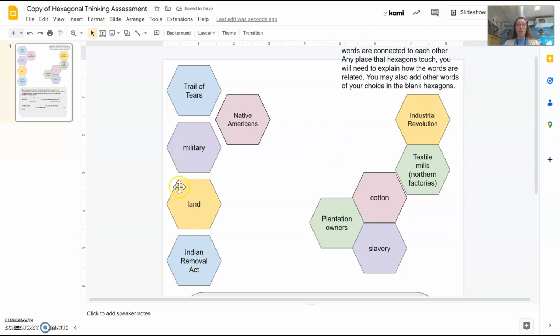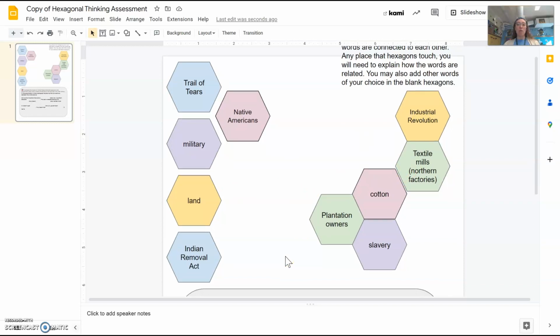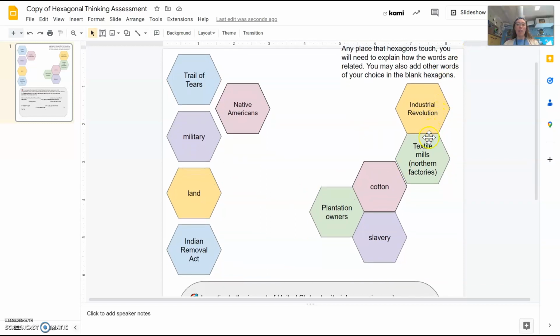As you go through and you add the rest of the notes, you need to make sure that you can explain the connection between every place where the hexagons touch, or in this case, they're almost touching. That's good enough. Once you've connected everything, then you're going to write out sentences that explain all of these connections.